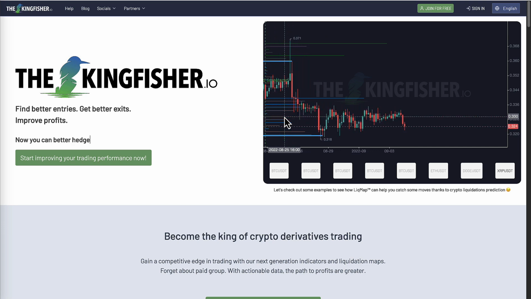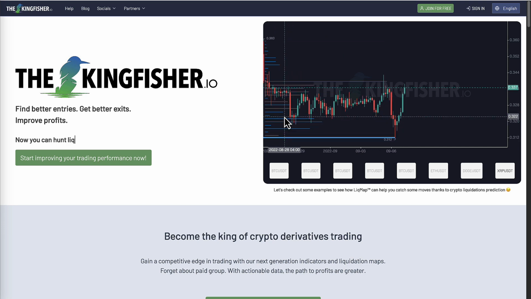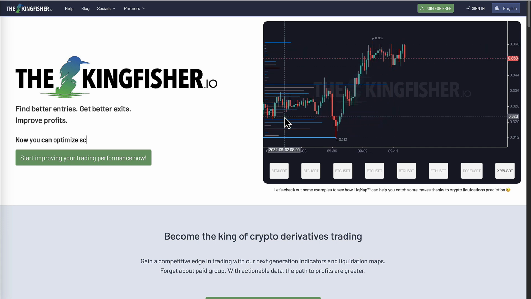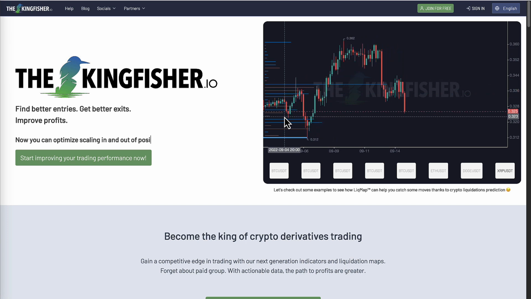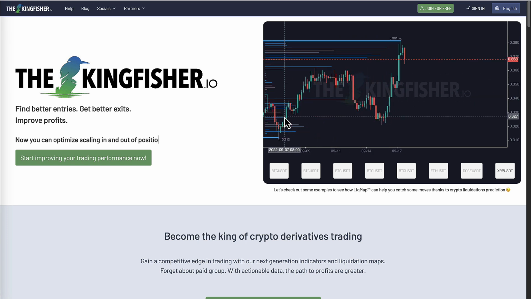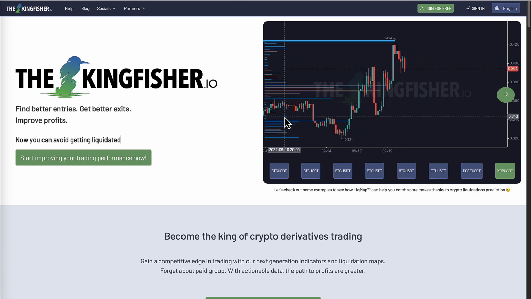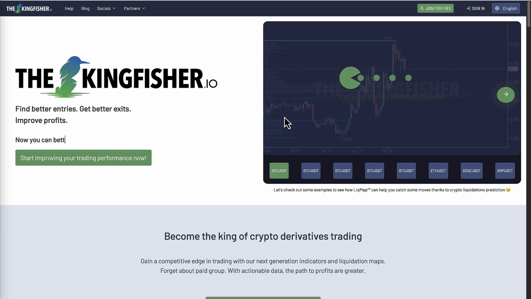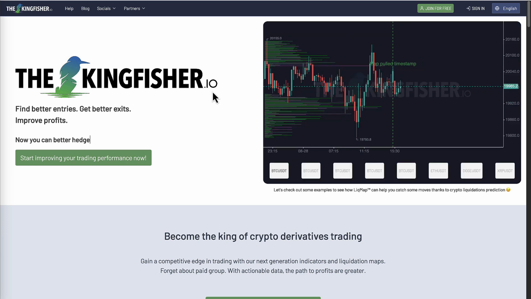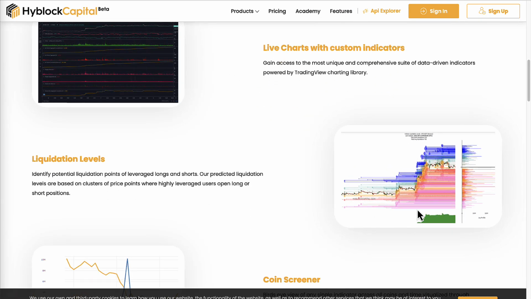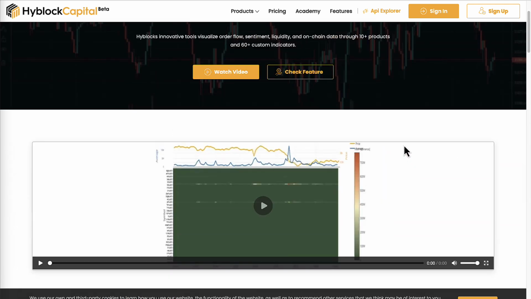Now, if you are obviously just trading smaller, or you're not doing this very seriously, the nice thing is a lot of people actually share this information for free, including the Kingfisher on their own Twitter account. Not all the time, not every single day, but if you follow enough people on Twitter, you will see them sharing this information. So the Kingfisher.io is one of these platforms. There's another one called High Block Capital. It's very similar. They just have a different kind of design here versus the Kingfisher, but it's the same thing. It's various liquidation maps and clusters and how that works.